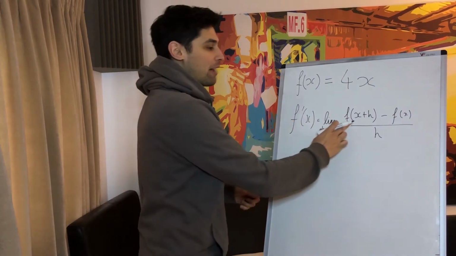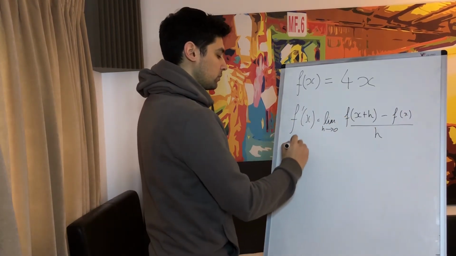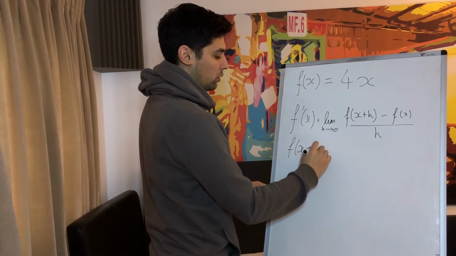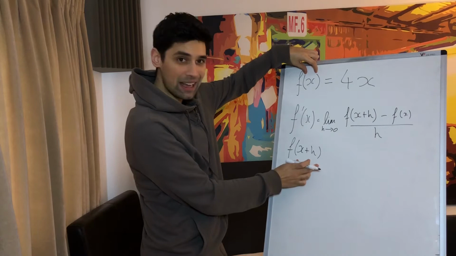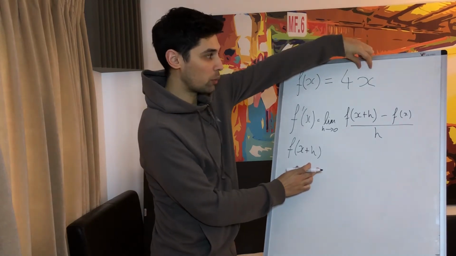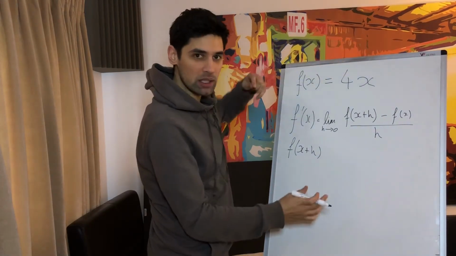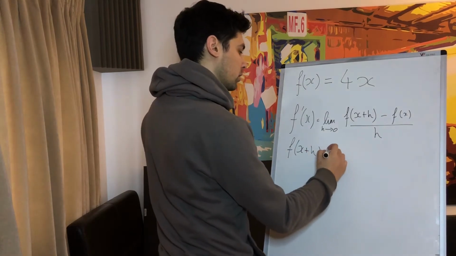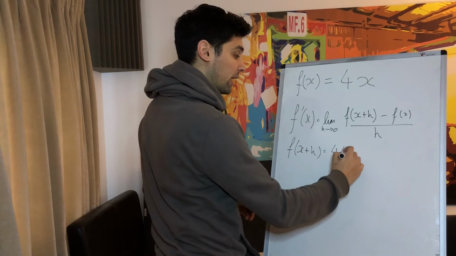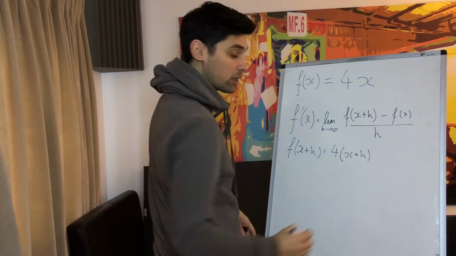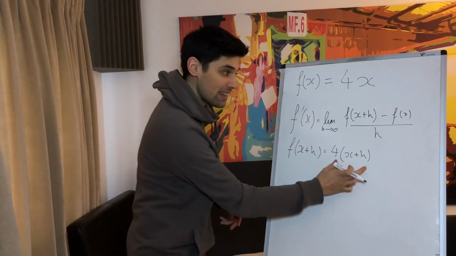To find f of x plus h, what's happening is we're literally replacing x with x plus h. So on this side, we're going to replace the x with x plus h. So that becomes 4, and then as soon as we get to write the x, we instead write x plus h. And that's it. That is that part.